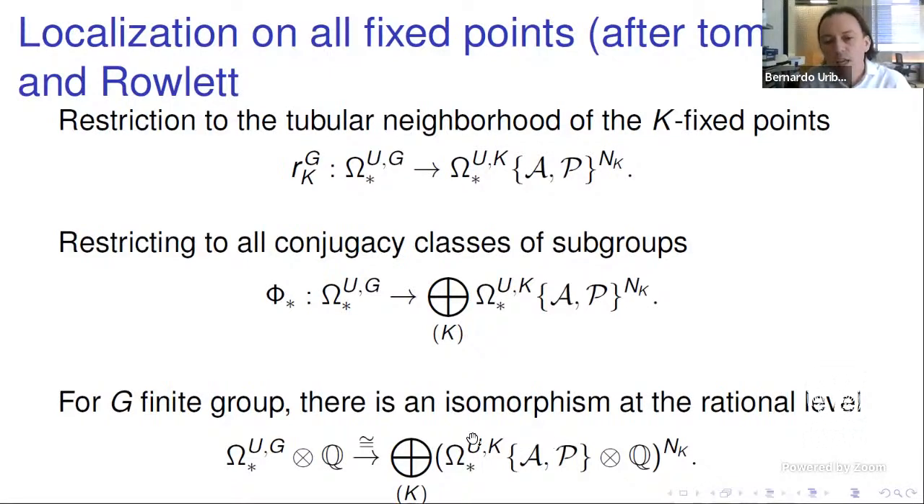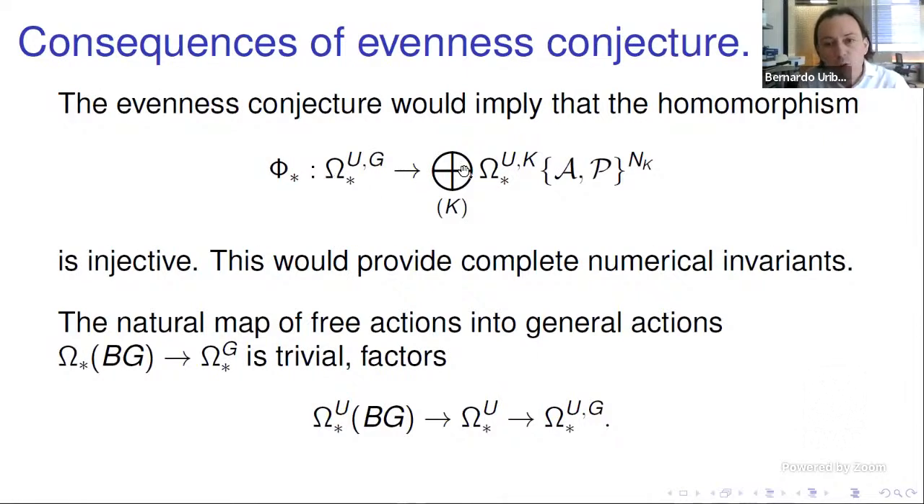So the question then is not so much about the free part, but the torsion part. So what is the torsion? And of course, if the group is abelian, then we know that there is no torsion. But the important point here is that the evenness conjecture will imply that this map is injective. So if we believe in the evenness conjecture, then fixed point data recovers all the information.